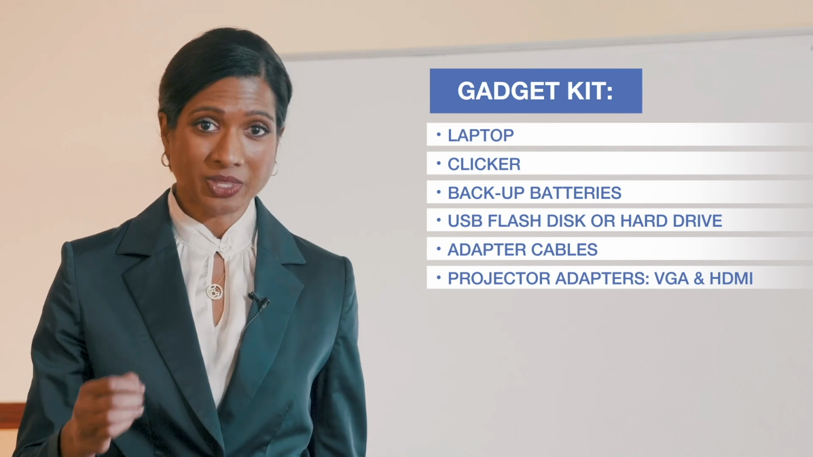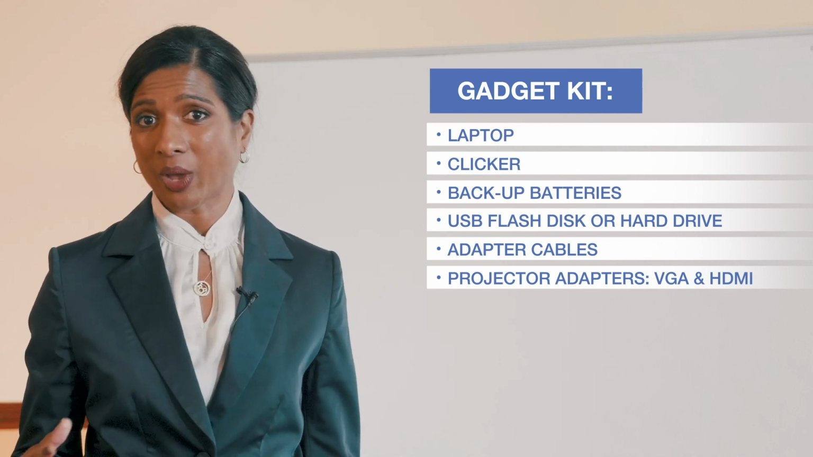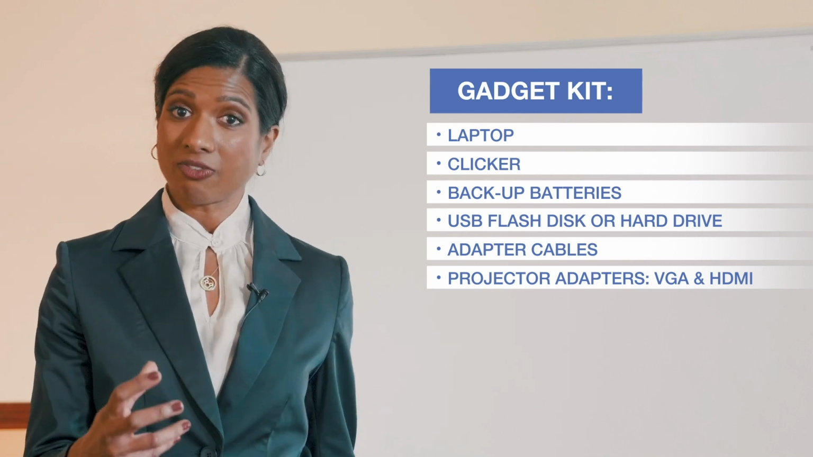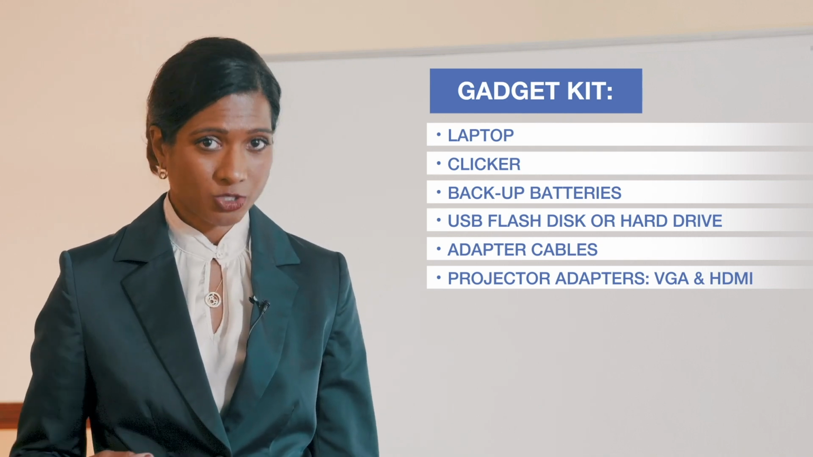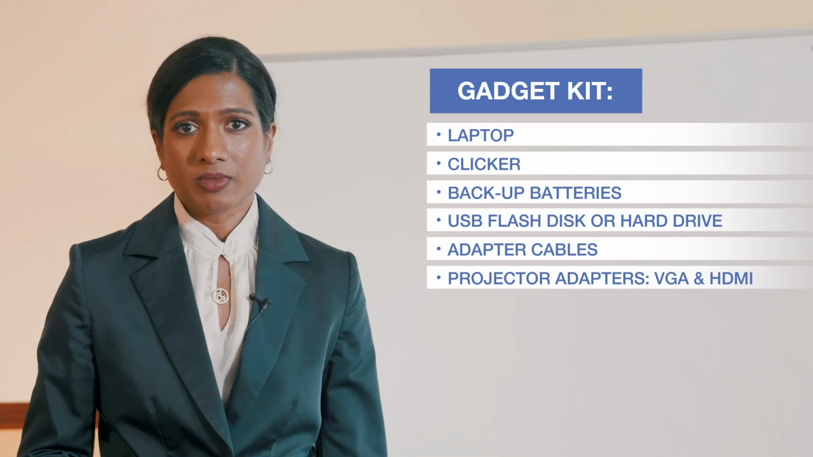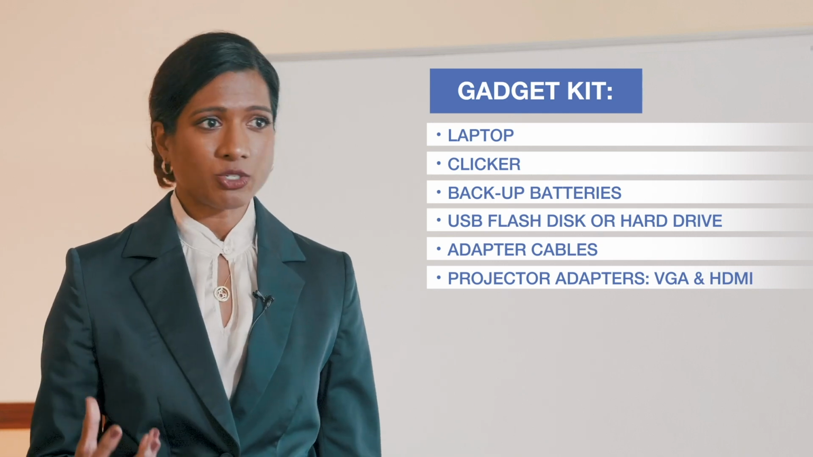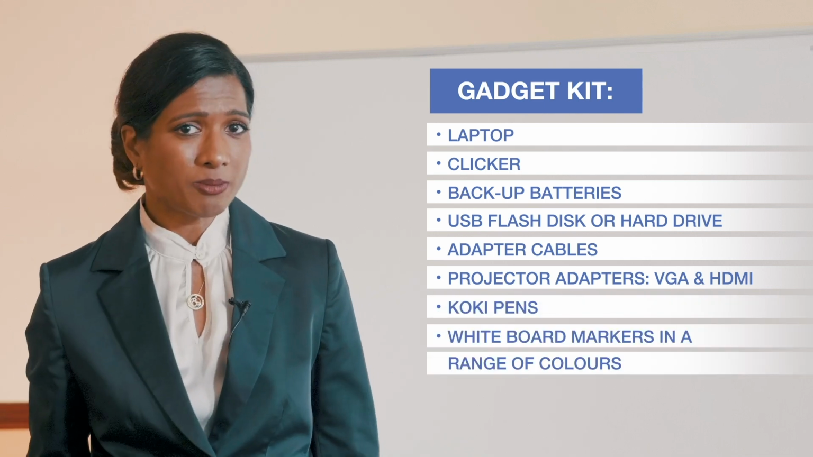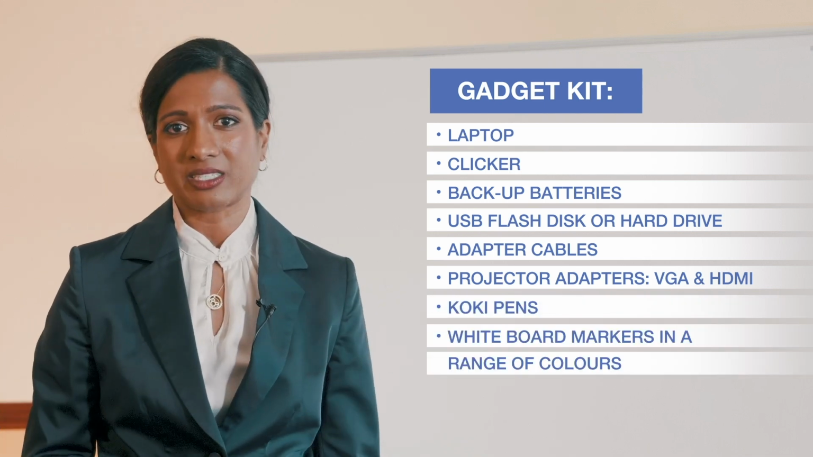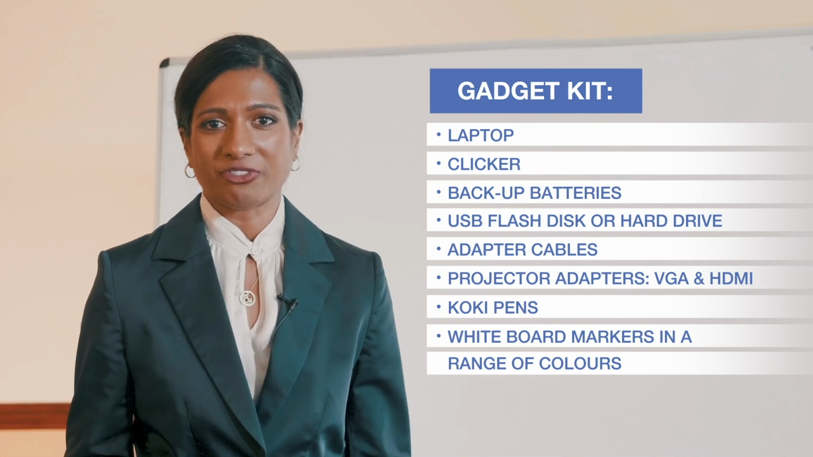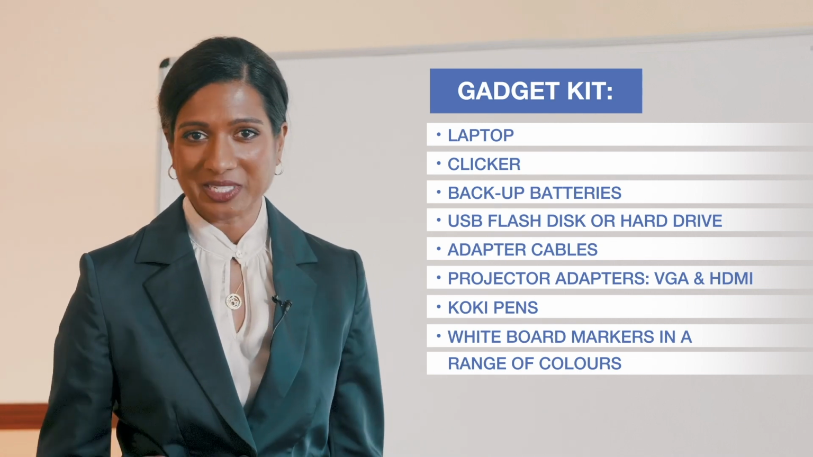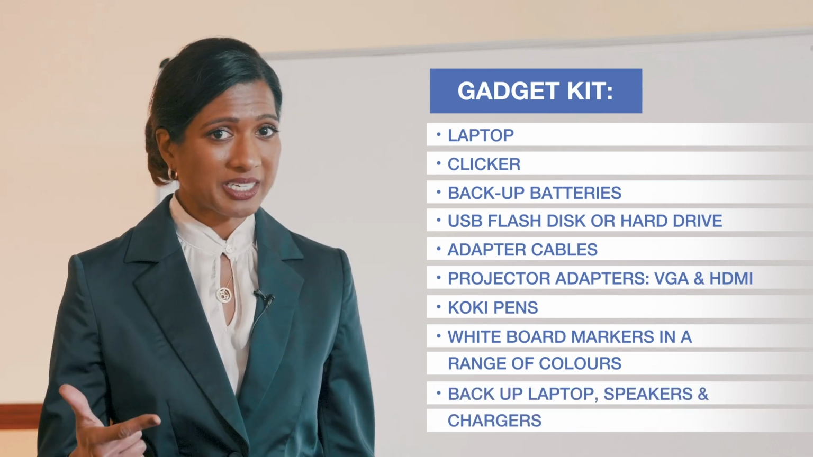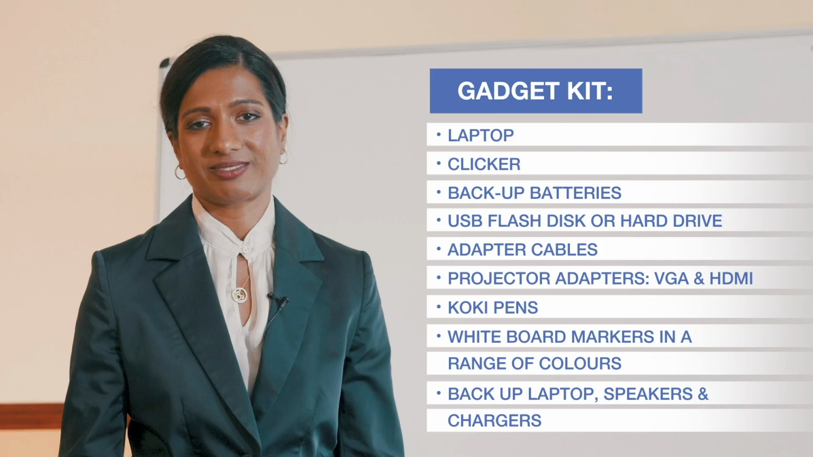Make sure that you include both the HDMI connector as well as a VGA, just in case the venue that you're presenting at has a different type of projector to what you have. Now consider things that will also aid your talk, like Koki pens. Take some whiteboard markers and have a range of colors. And lastly, I want you to think of everything else that you need in order to make a presentation work. And that means a backup laptop, your own speakers, and your own chargers.